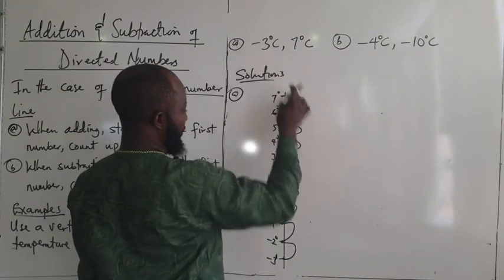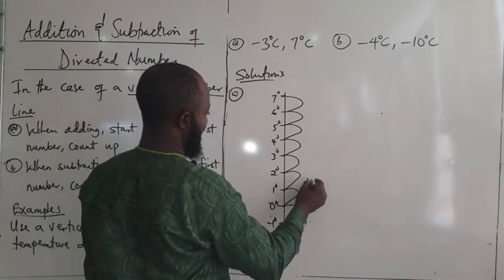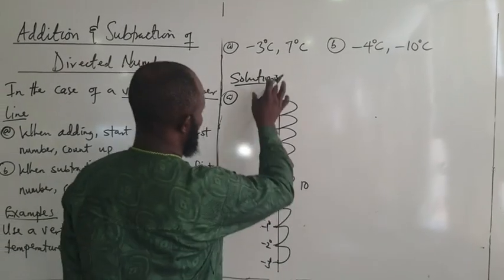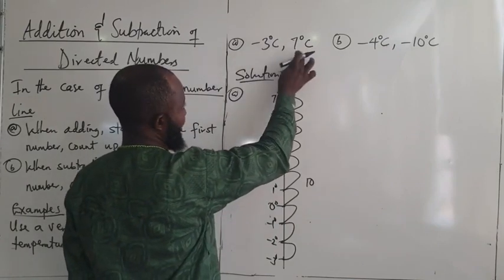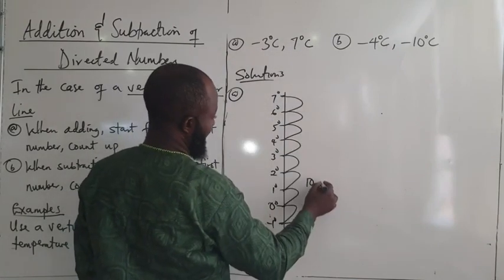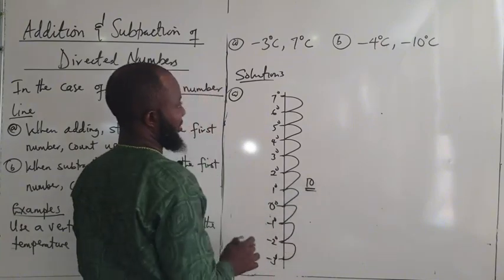So the difference between them is what? 10. That means the temperature difference between -3 degrees Celsius and 7 degrees Celsius is 10. So that's the temperature difference between the two.